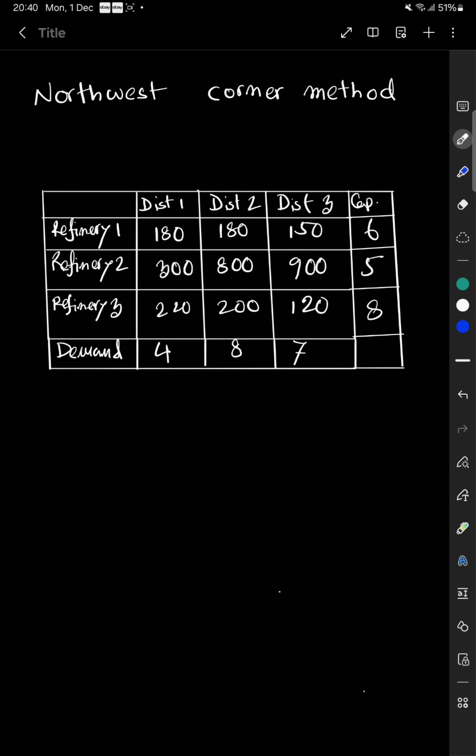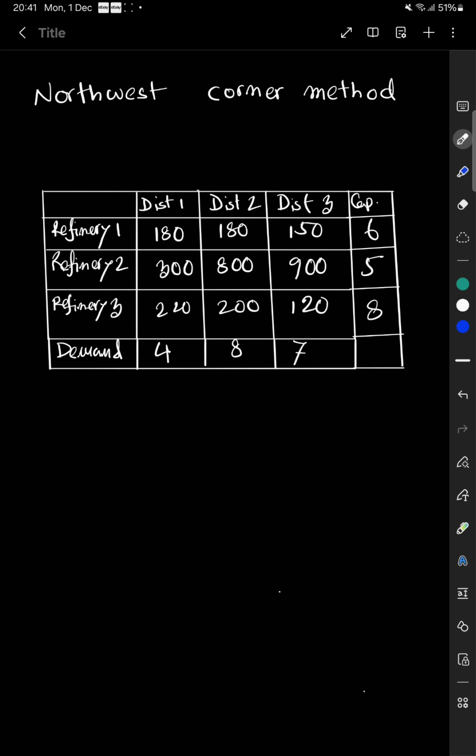So the first step here is to check the total demand and total capacity of supply. Are these two equal or not? Remember this one: we have here 4 million gallons, 8 million gallons, and 7 million gallons, and capacity here is 6 million gallons, 5 million gallons, and 8 million gallons. We have to see that the column total and row total should be equal. If it's not equal, we cannot go further, we cannot take the next step.